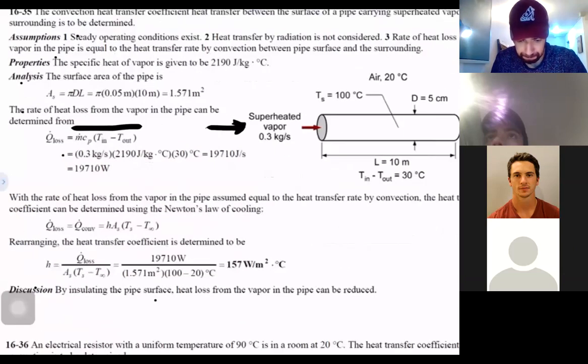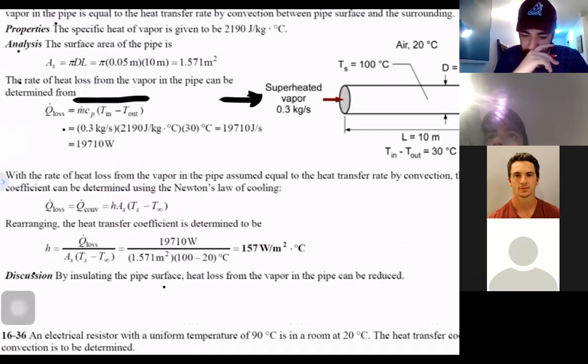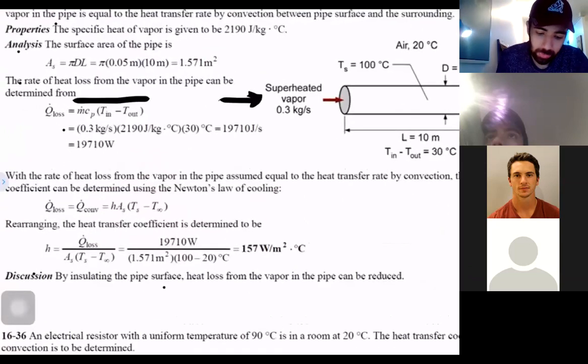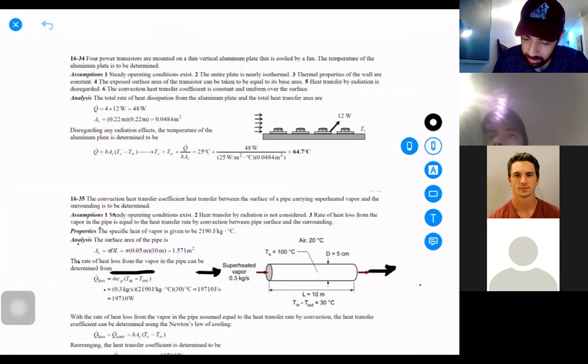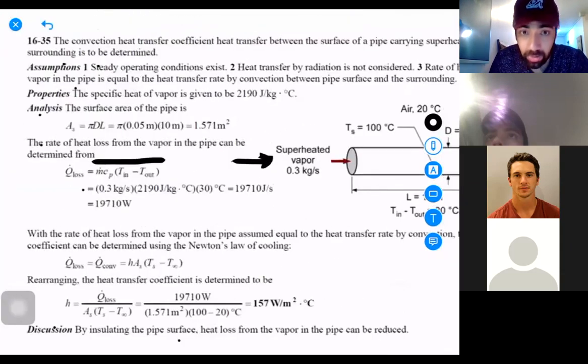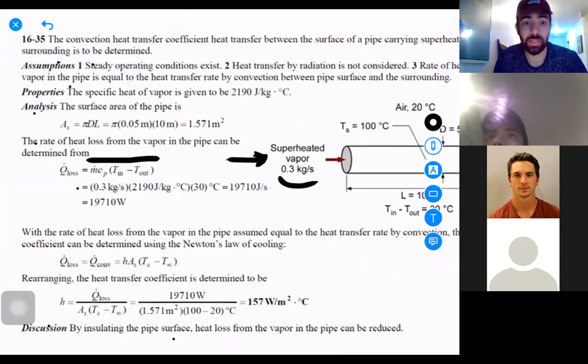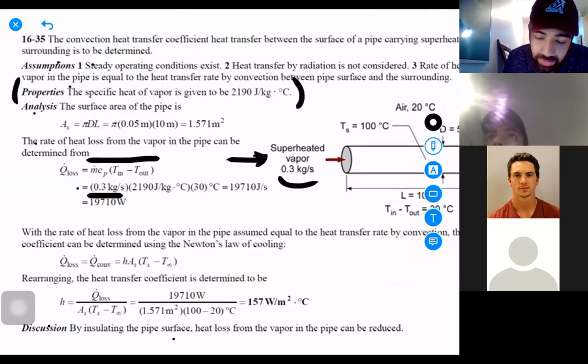And here, as you can see, m dot, which is the mass rate, has been given as 0.3 kilograms per second. That is substituted in this part, and then Cp, which is the constant pressure specific heat for superheated vapor, is given by the properties. So the question itself has given me the amount of Cp.